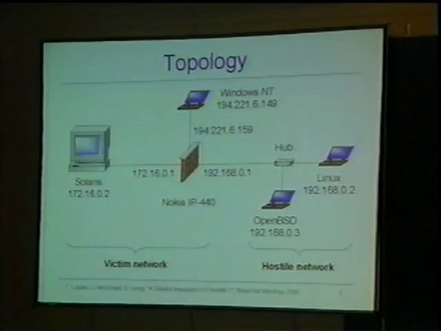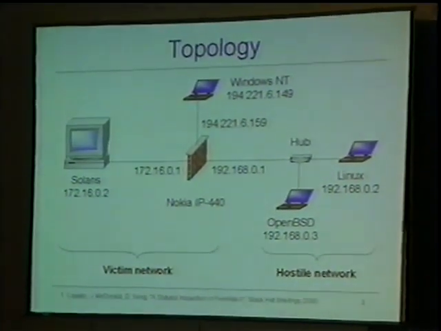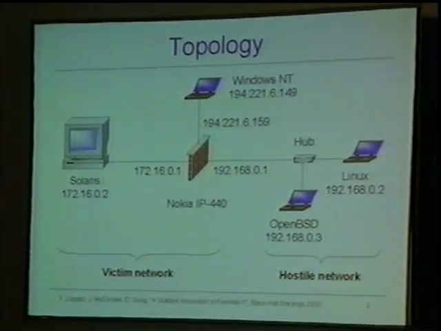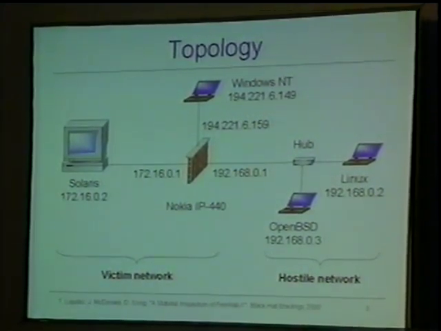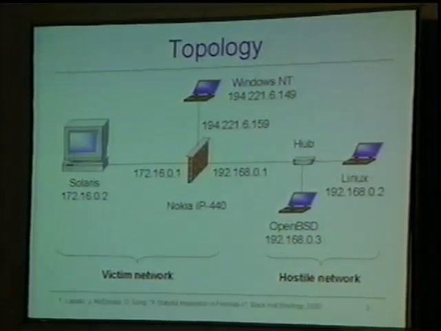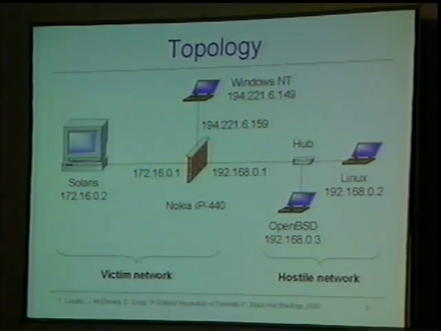On the left-hand side, we have the Solaris box, which is the Solaris 2.6 box, which we are going to exploit. This is the Solaris box that is protected by the firewall, and we will go through the firewall and attack this box in order to gain access to it. On the right-hand side, the 172.16 network is the victim network.